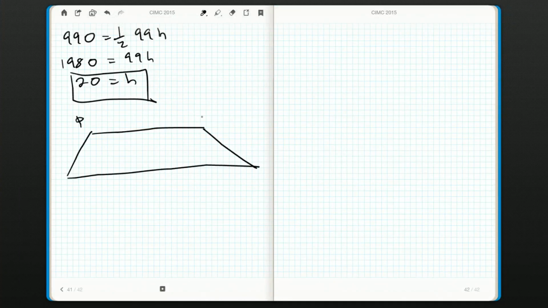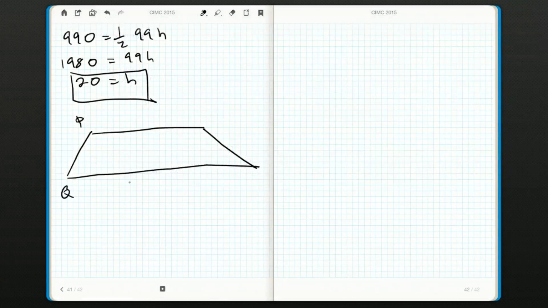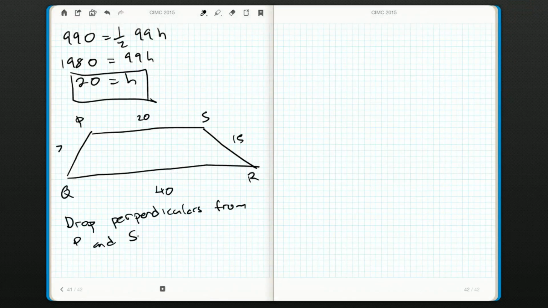So we had... which way was it? Was it clockwise? Usually they do clockwise. Nope, counterclockwise. P, Q, R, and S. I know this one's 20, 15, 40, and 7. I'm going to drop perpendiculars from P and S to QR, and call the points A and B.